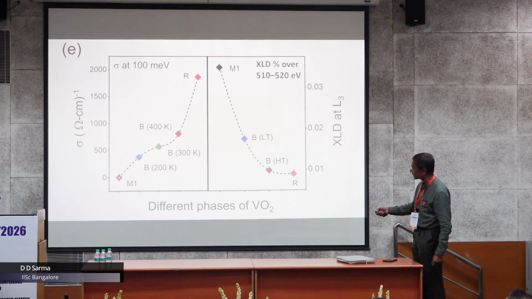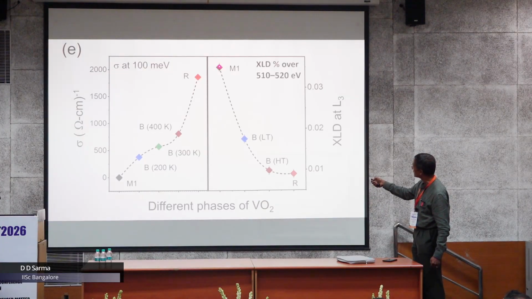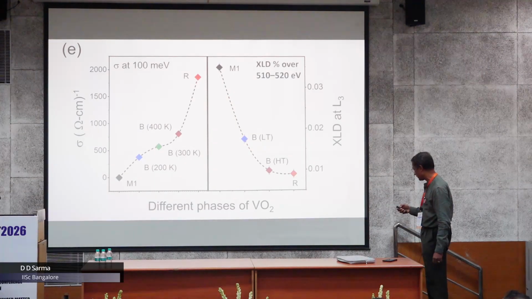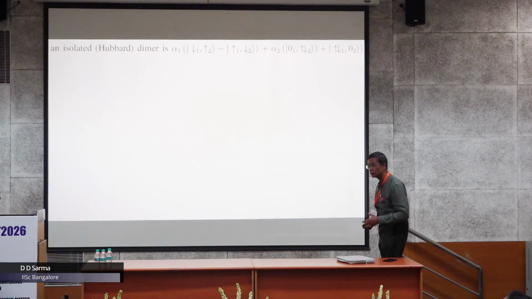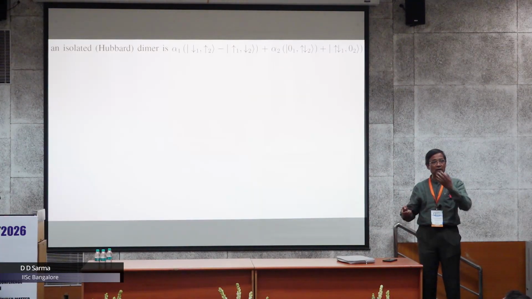If you look at the M1 state, which has a very clean gap, and the various B states, and the R state, which has a large Drude peak at finite energy, that correlates exactly oppositely with the M1, which is highly polarized. This particular feature is very strong, and that polarization keeps decreasing as we go to the metallic state, exactly reversing that trend. And this can be quantified if you think of just a dimer and ask the question, what is this dimer going to do?